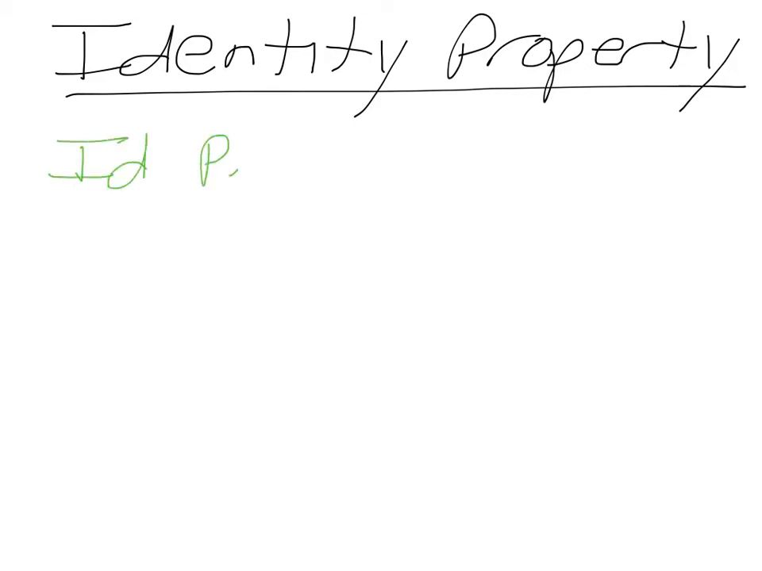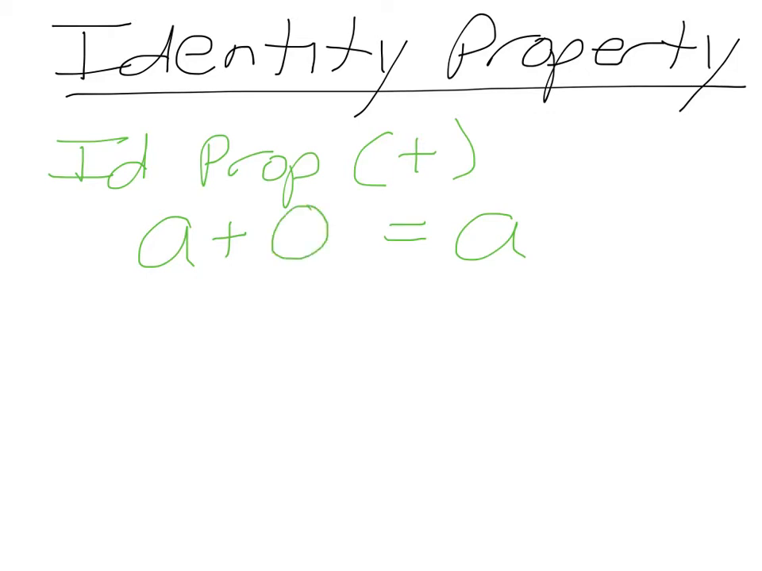The identity property of addition says I can take a number, I can add something to it, and I could get A back. Do you know what you can add to a number and still get that number back? Yep, that's right. You can add 0 to it. And 0, by the way, is known as the additive identity.